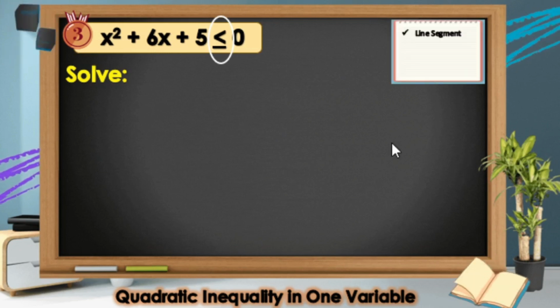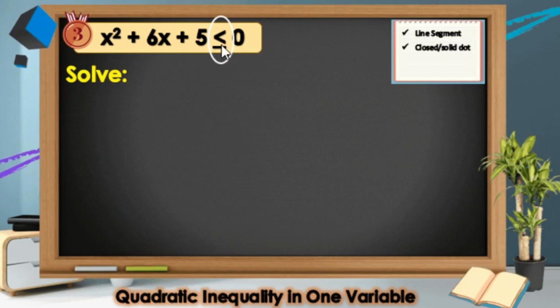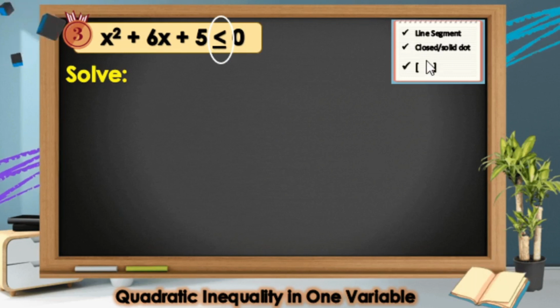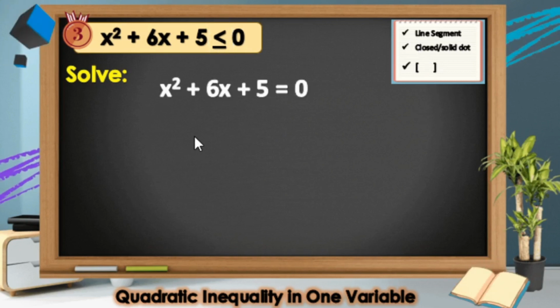So, therefore, our graph should be line segment kasi nga less than siya. And then, it should be closed dot. Bakit closed dot? Or solid dot? Kasi may underline. Then, our solution set should be enclosed in a bracket. So, let's change the inequality symbol into equal sign, which is magkakaroon tayo ng quadratic equation na x squared plus 6x plus 5 is equal to 0.